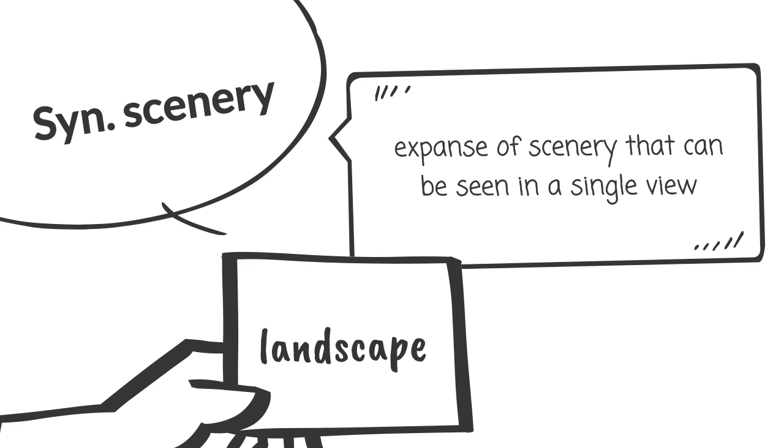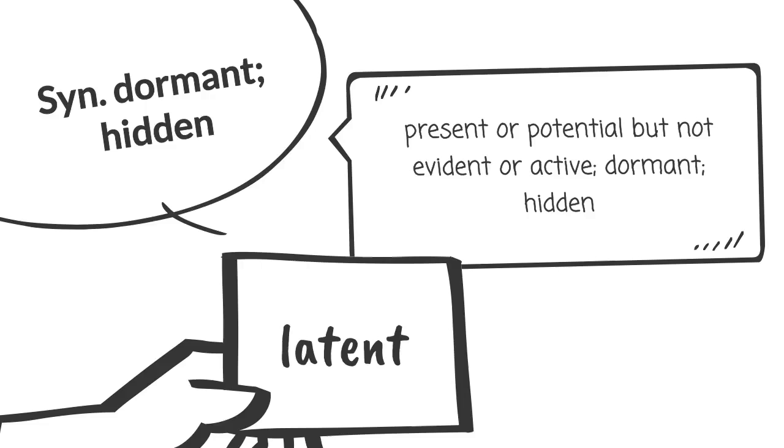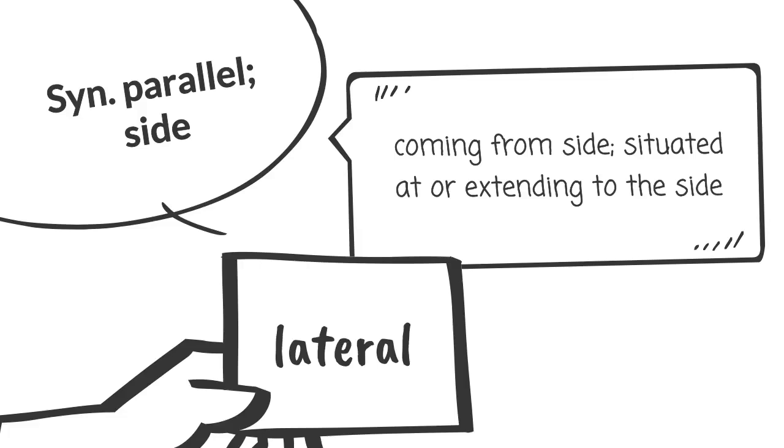Landscape. Synonym: scenery. Expanse of scenery that can be seen in a single view. Latent. Synonym: dormant, hidden. Present or potential but not evident or active, dormant, hidden. Lateral. Synonym: parallel, side. Coming from side, situated at or extending to the side.